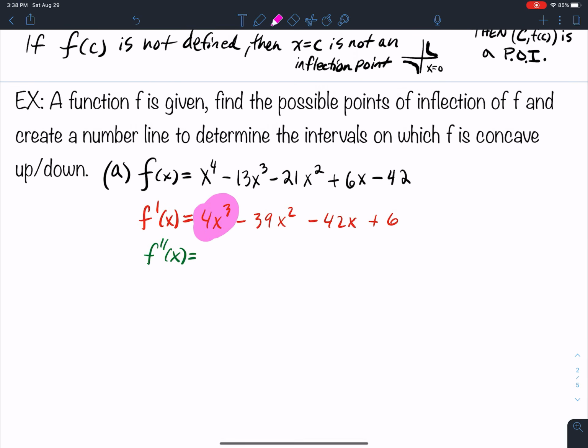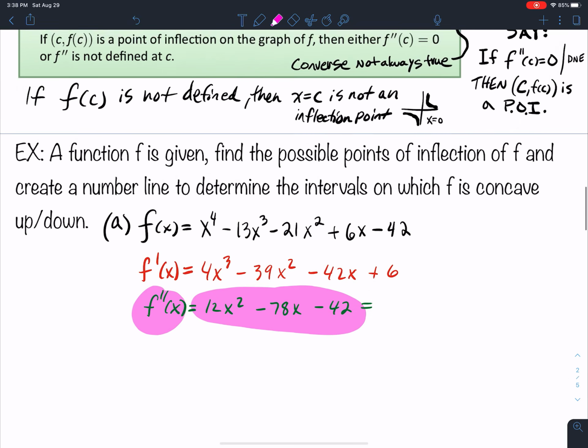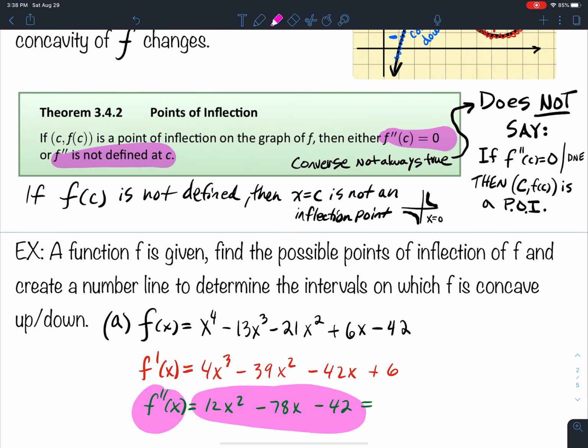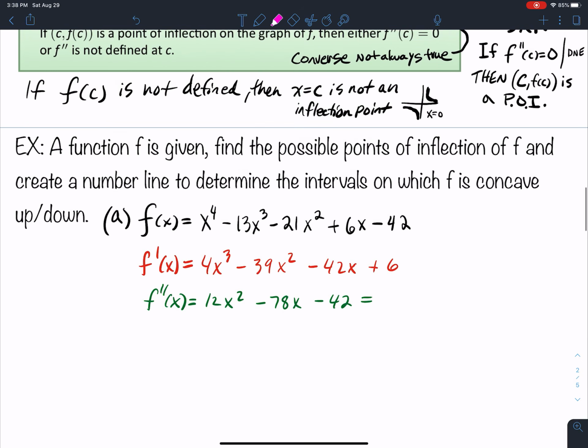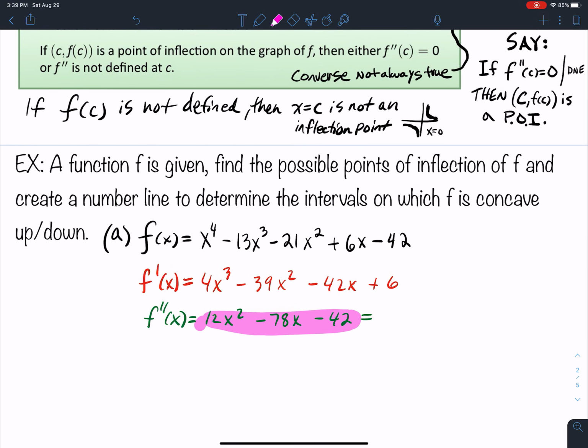So the derivative of 4x cubed is 12x squared. The derivative of negative 39x squared is negative 78x, and the derivative of negative 42x is negative 42, and the derivative of that is 0. Okay, so what do we do? Well, I set the second derivative equal to 0 or not defined. Well, guess what? It's a polynomial, a quadratic, a parabola here, this thing is defined everywhere, so that's not going to work. All we do is we set the second derivative equal to 0. That's all we can do.